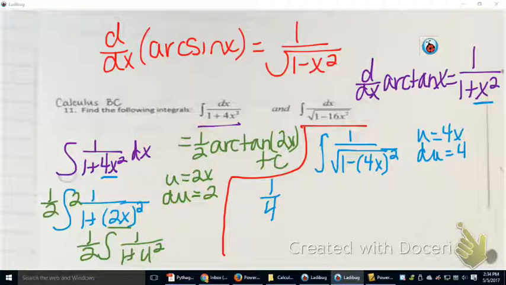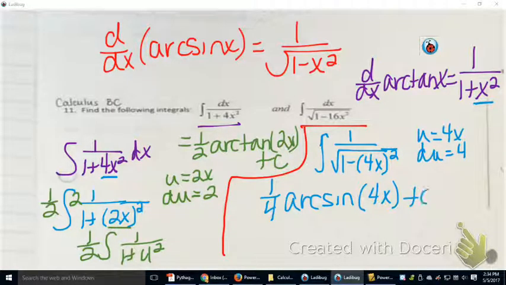So this time you've got a fourth on the outside. Integral of 1 over square root of 1 minus u squared. So that would be arcsine. So 1/4 arcsine of 4x plus c.